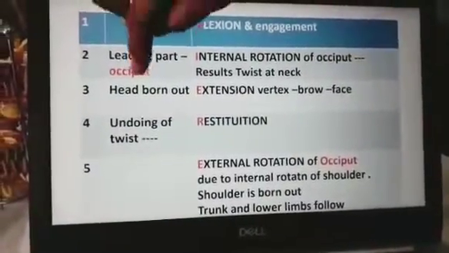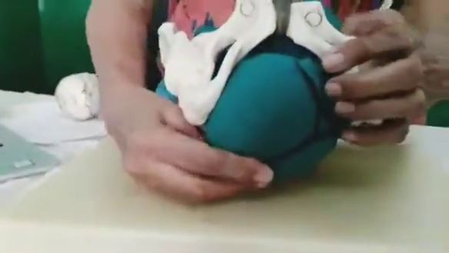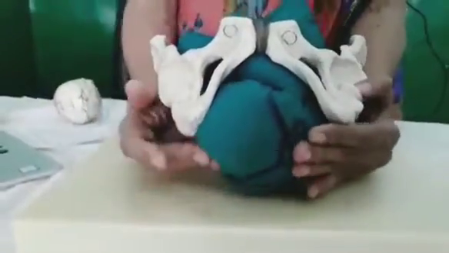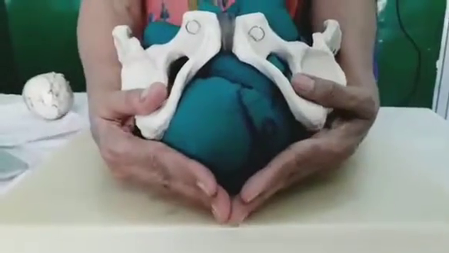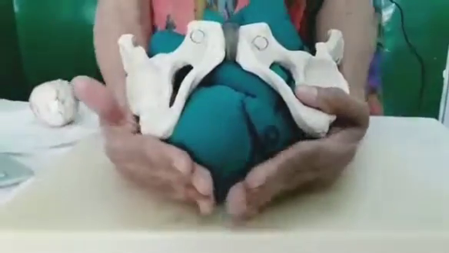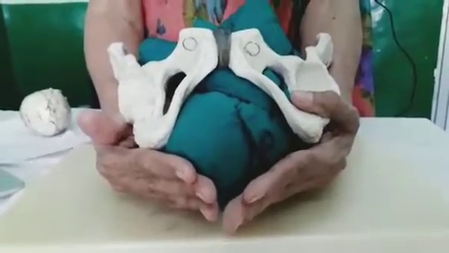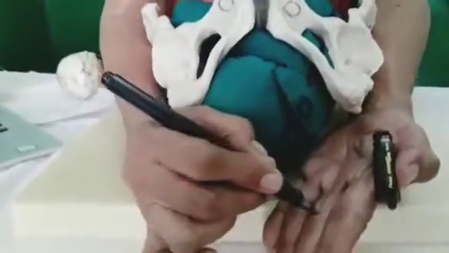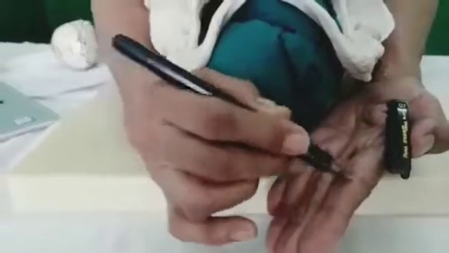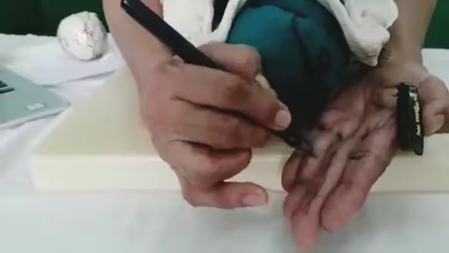The leading part is occiput, so there is internal rotation of the occiput. Whenever the occiput is on the pelvic floor, because it is at a lower level, it touches the pelvic floor, the two levator ani on this side. This occiput touches the levator ani, and with Hart's rule there is internal rotation. What is Hart's rule? Whatever part of the head touches the lateral half of the posterior segment of pelvic floor will rotate anteriorly.